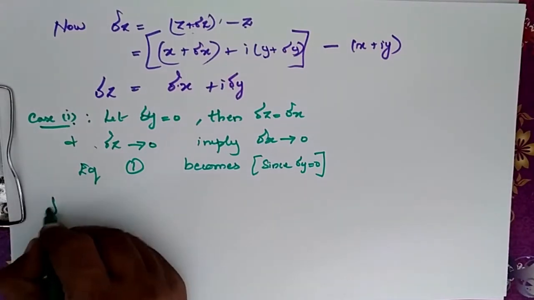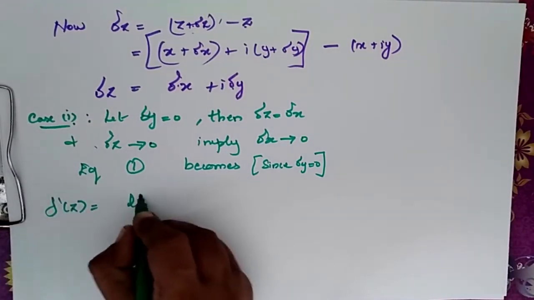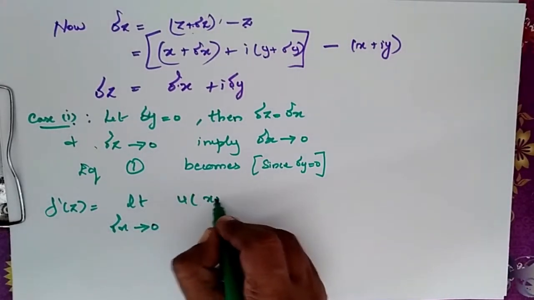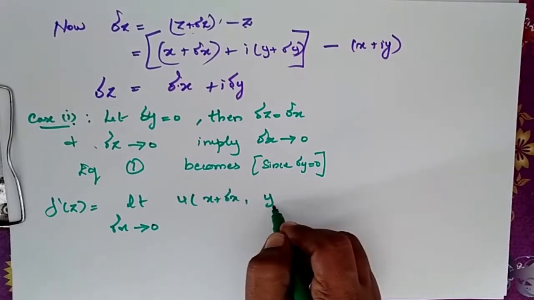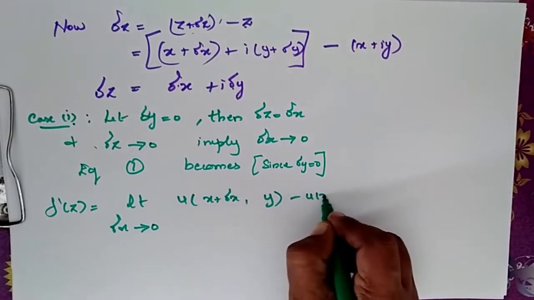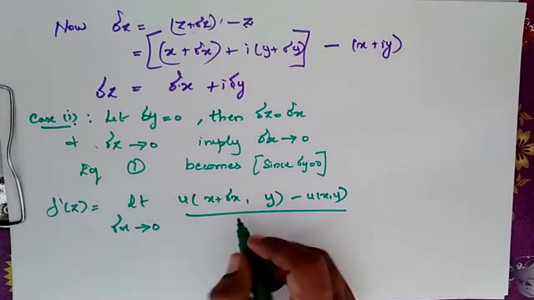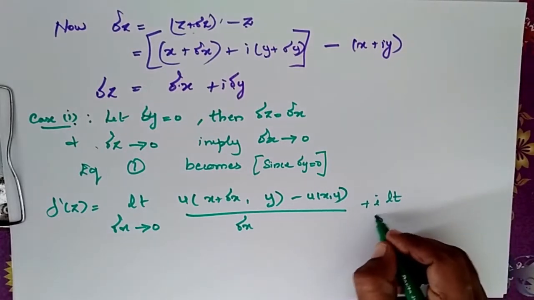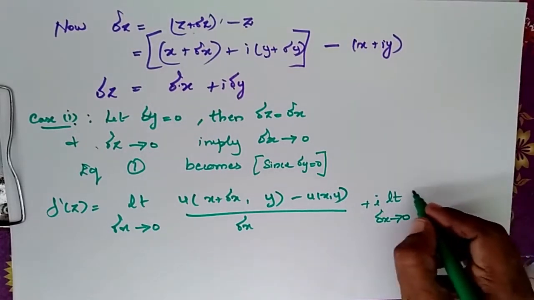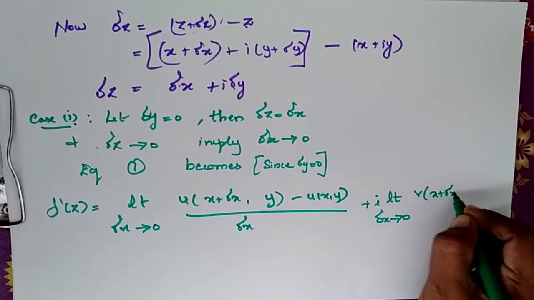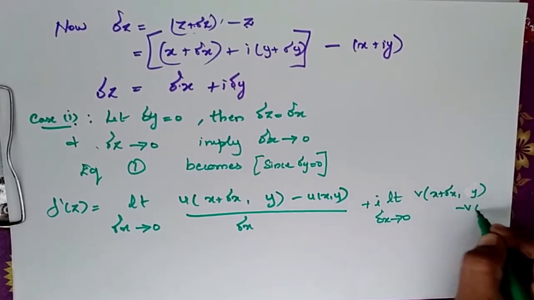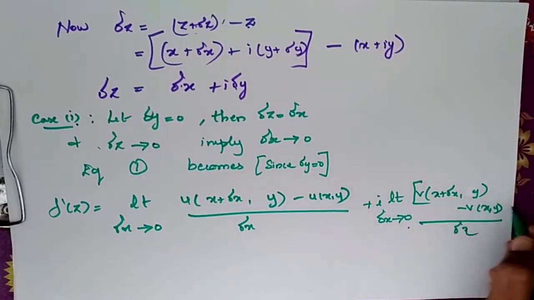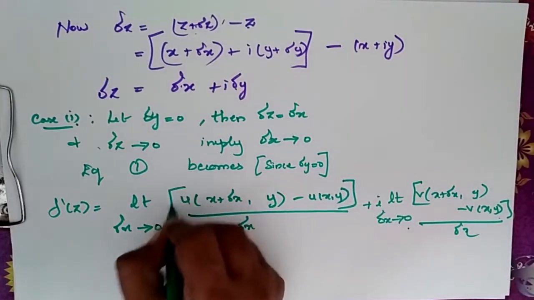Okay, so f dash of z is equal to limit of delta x tending to 0 of u of x plus delta x comma y minus u of x comma y by delta x, plus i into limit of delta x tending to 0 of v of x plus delta x comma y minus v of x comma y divided by delta x. This is one partial derivative term, and this is another partial derivative term.